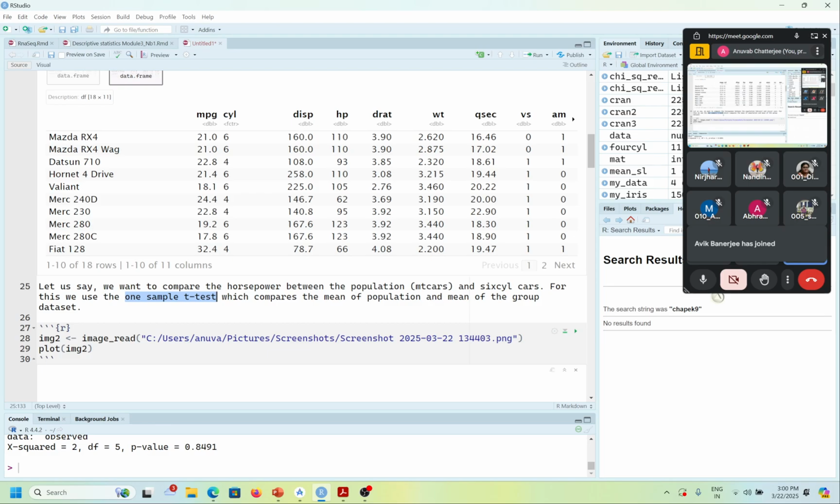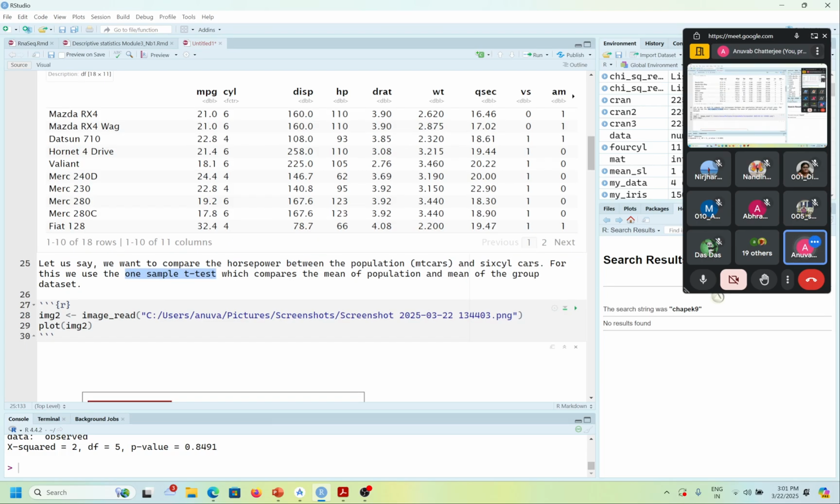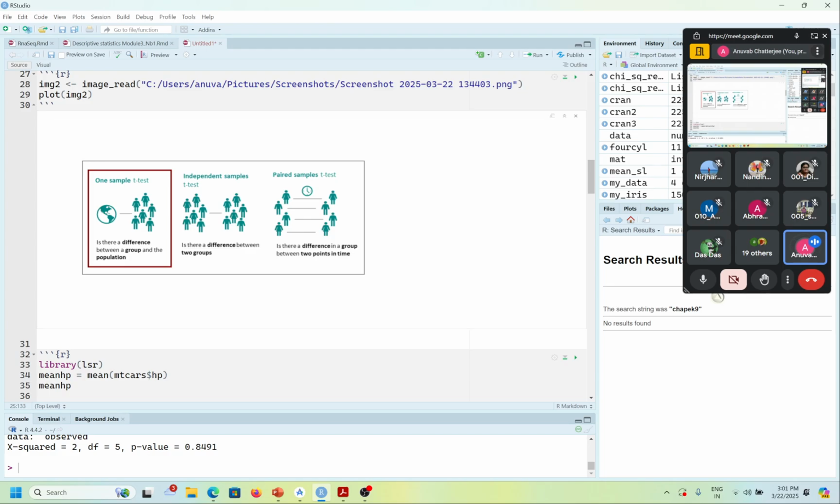So if you wanted to compare how the biotechnology people do in Mathematics 101 compared to the entire college, you have a small population comparing their average to the entire large population of the entire college. So small group comparing to large, but you're comparing the same thing. In that case, you use a one sample t-test. Here we are comparing the horsepower of the 6 cylinder versus all the cars out there in the mtcars dataset. So one sample t-test: is there a difference between a group and a population?